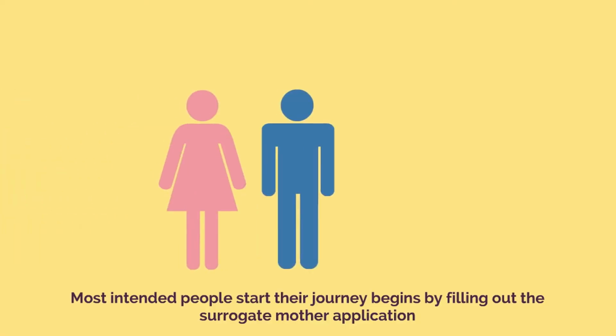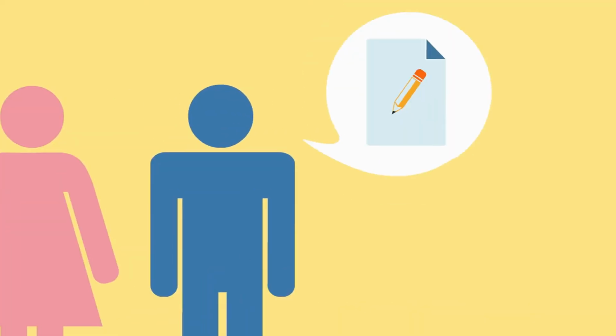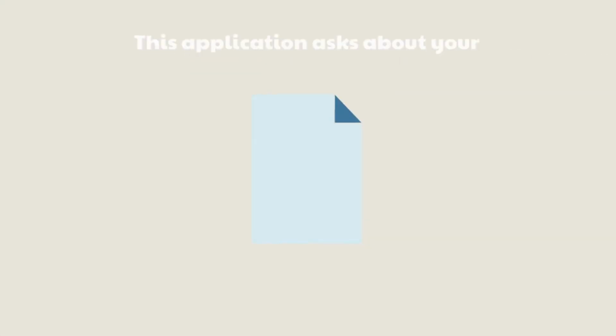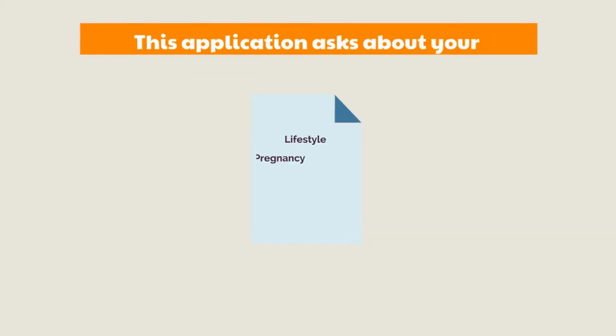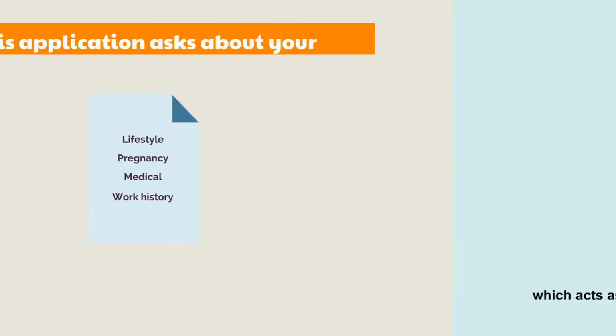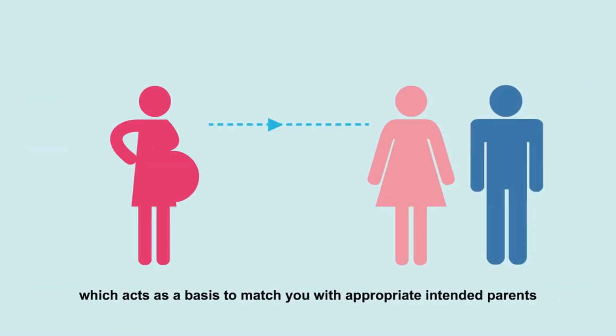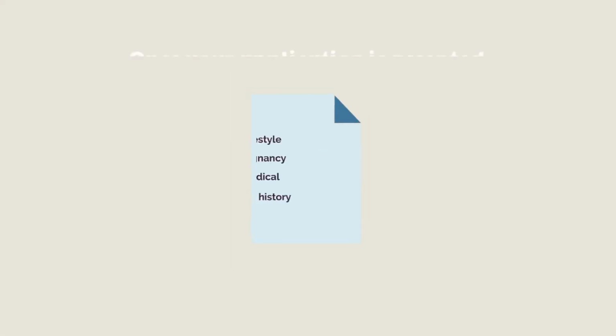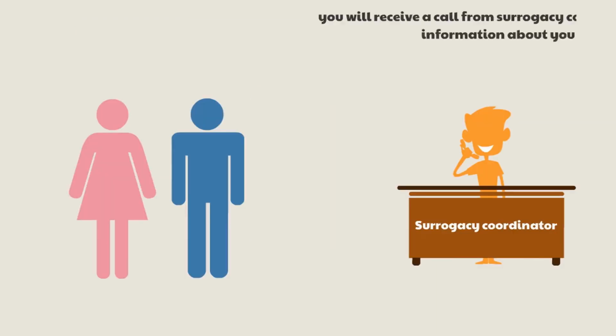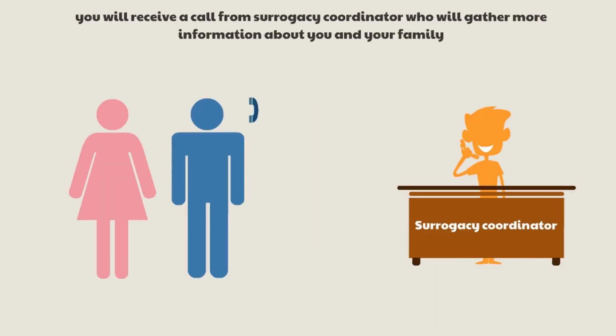Most intended people start their journey by filling out the surrogate mother application. This application asks about your lifestyle, pregnancy, medical and work history, which acts as a basis to match you with appropriate intended parents. Once your application is accepted, you will receive a call from a surrogacy coordinator who will gather more information about you and your family.